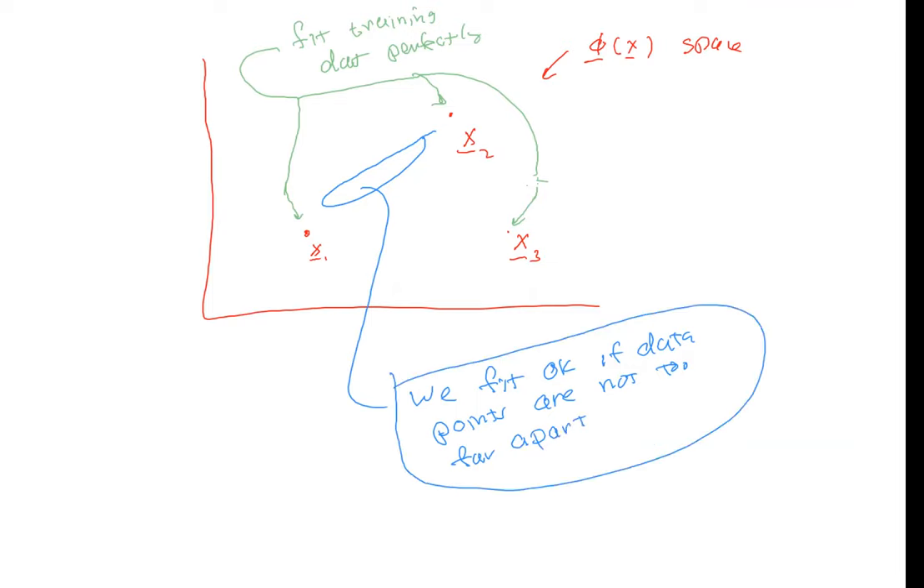And so this is why we need low D. This is why we need the data to live in low dimensions. In high D, data points tend to be far apart. So if you want these points close together, they better live in a low dimensional manifold. I think that should kind of make sense.